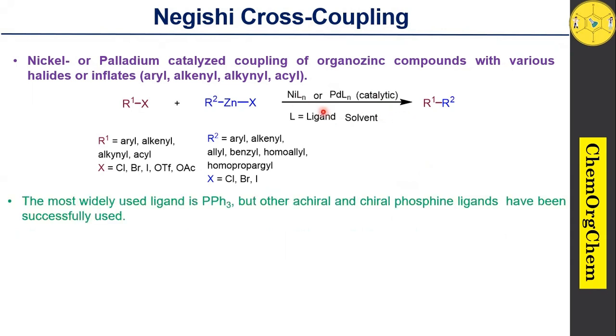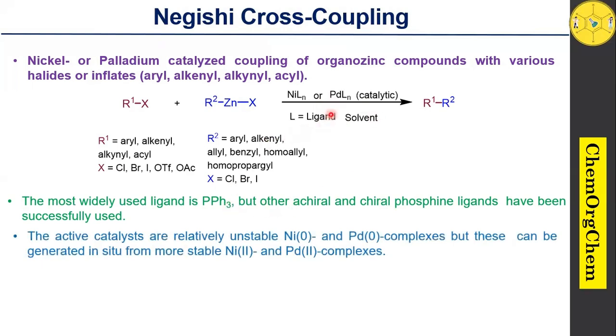When you come to the ligand, triphenylphosphine is mostly highly desirable for this type of reaction. Apart from triphenylphosphine, you can also use either achiral or chiral phosphine ligands. The active catalyst for this reaction is either a nickel(0) or palladium(0) complex, but this can be generated in situ from the more stable nickel(II) or palladium(II) complexes.